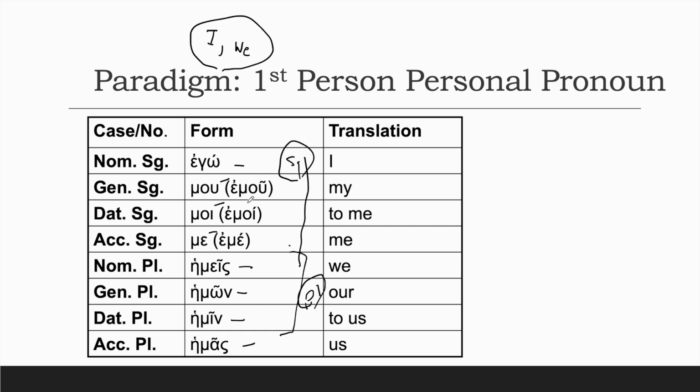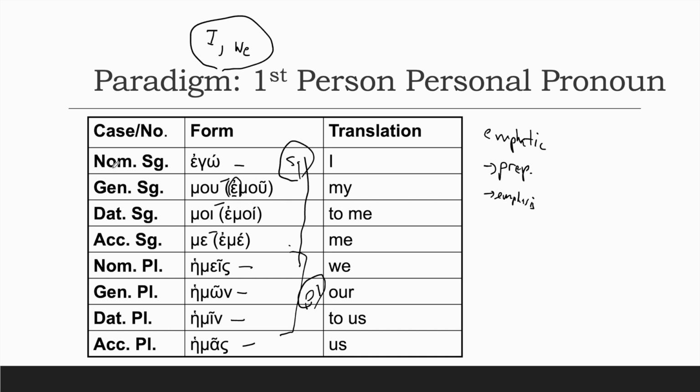And these in the brackets are the emphatic forms. And the emphatic forms are used generally after prepositions and for emphasis or stress or contrast. So those are the emphatic forms. You see, the only difference between mu and emu is the addition of this epsilon at the front.